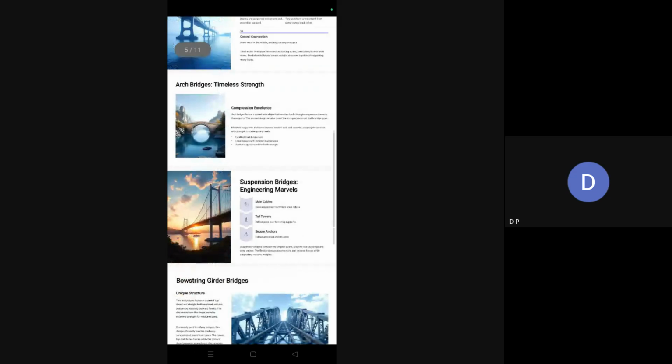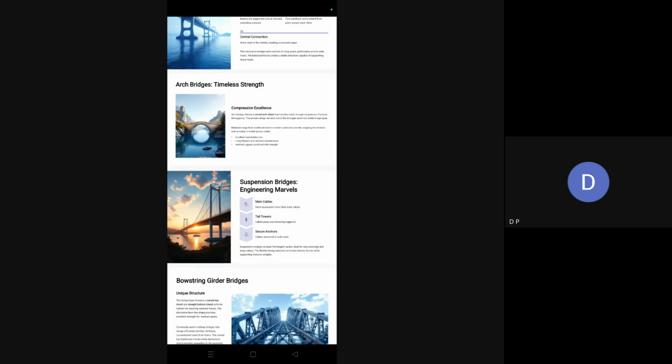Arch bridge, timeless strength, compression excellence. An arch bridge features a curved arch shape that transfers load through compression forces to the supports. The ancient design remains one of the strongest and most stable bridge types.